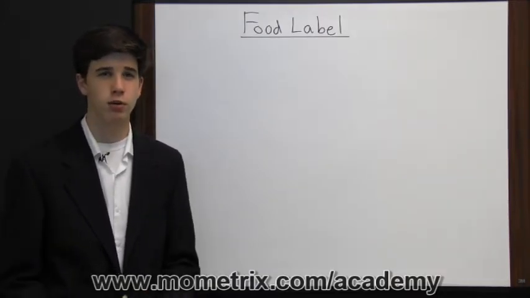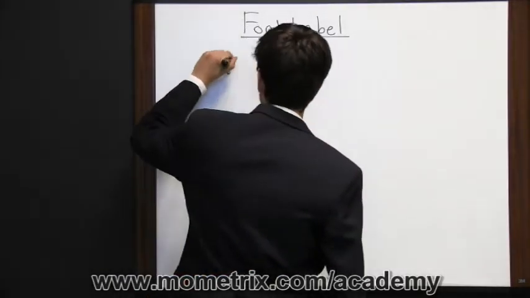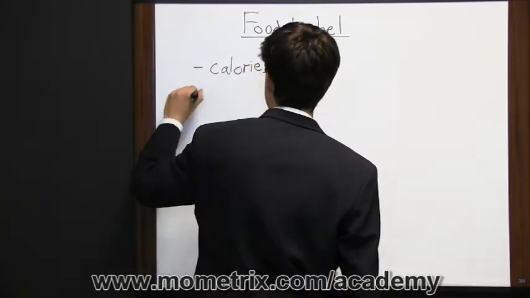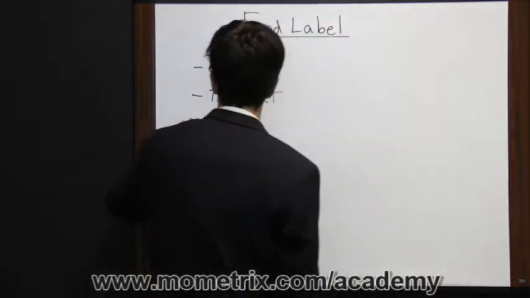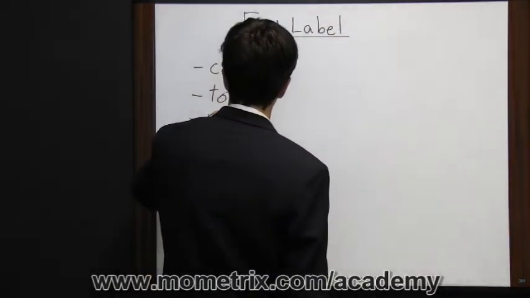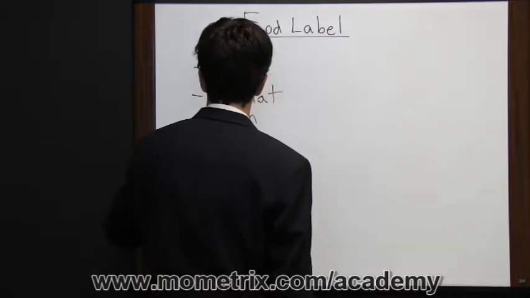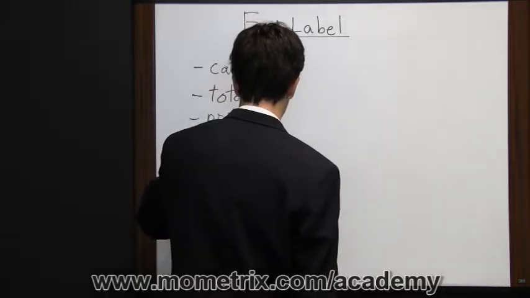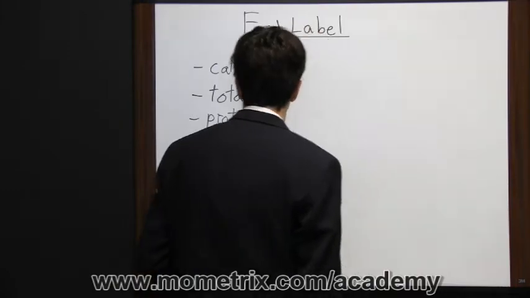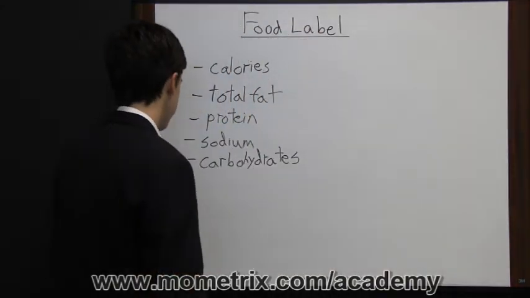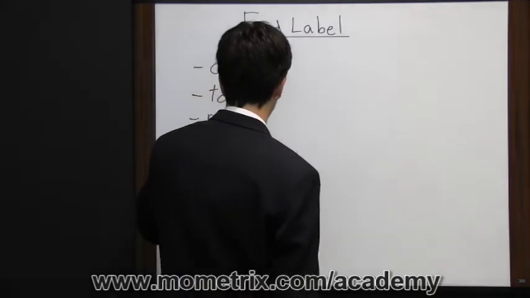For instance, a food label must list the corresponding food's number of calories, total fat, protein, sodium, carbohydrates, as well as other specific things about that food. Many times, the food label will also list the vitamins that are included in that food.